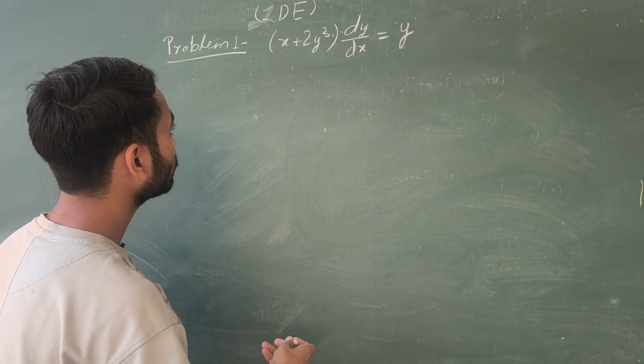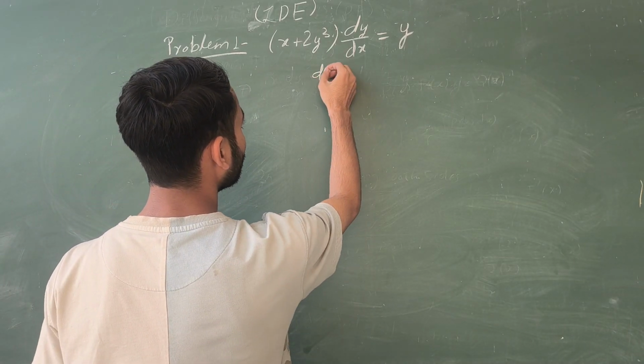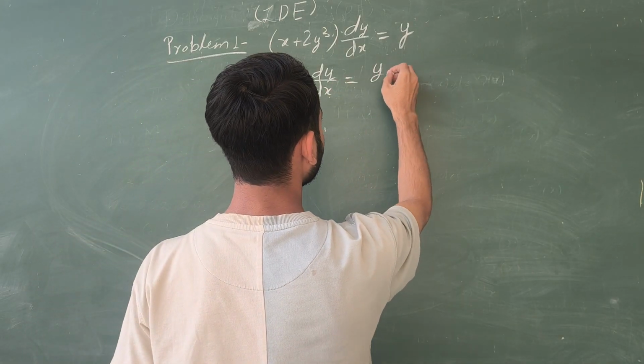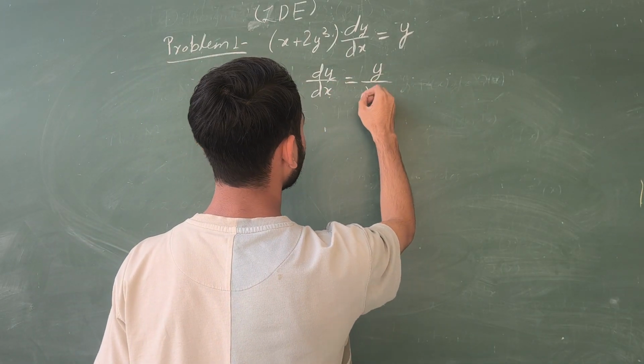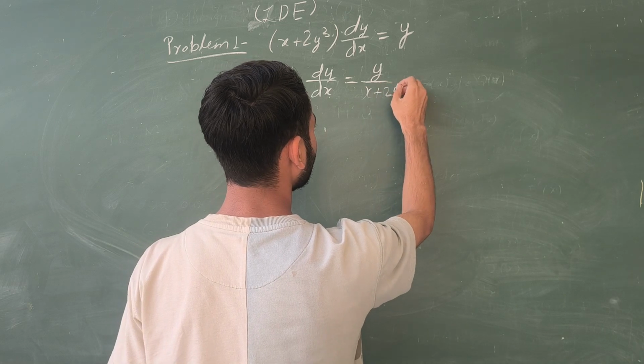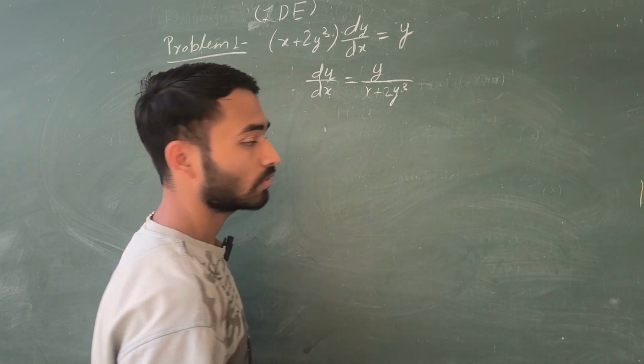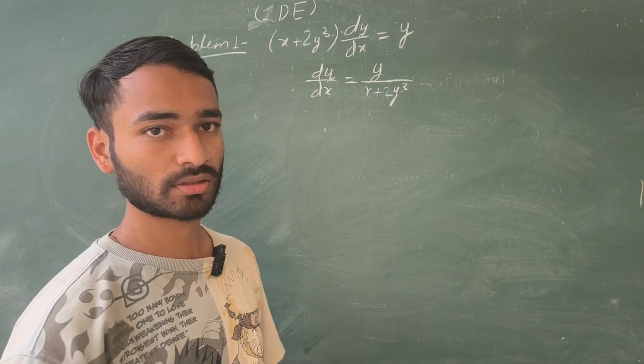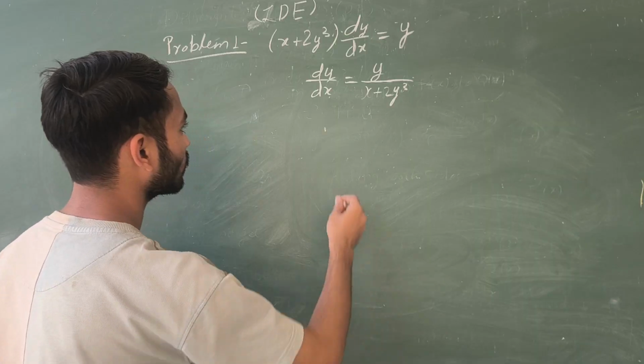So what can we do? First of all, we will put all these LHS into here, x plus 2y cube. Why did we do that? Because y multiplied dy by dx is not linear. Okay. Now what can we do?